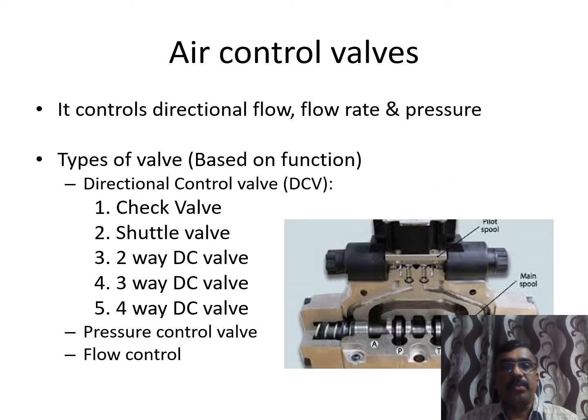Next we are going to see the air control valves. The air control valves can be divided into directional control valves, flow rate valves and pressure valves. Under the heading of directional control valves, we have check valve, shuttle valve, two-way directional control valve, three-way directional control valve, and four-way directional control valve. Also, we have a pressure control valve and a flow control valve.